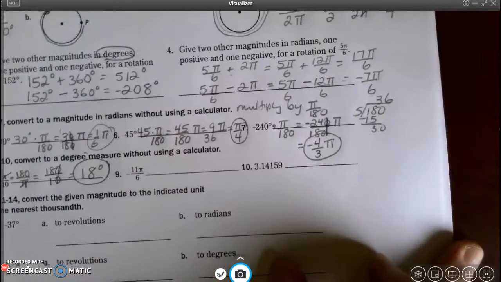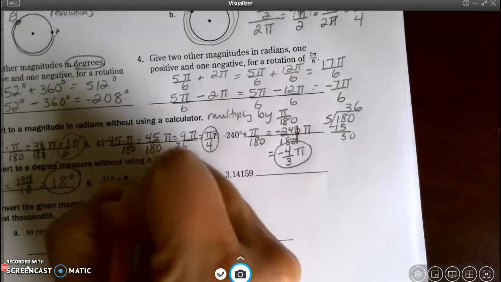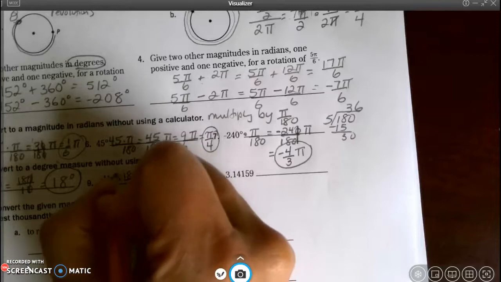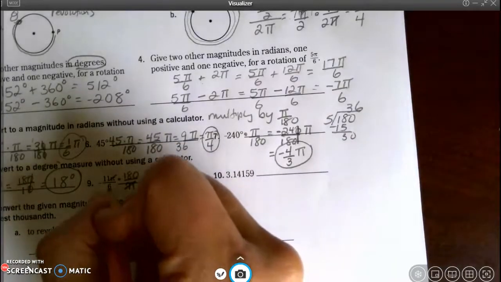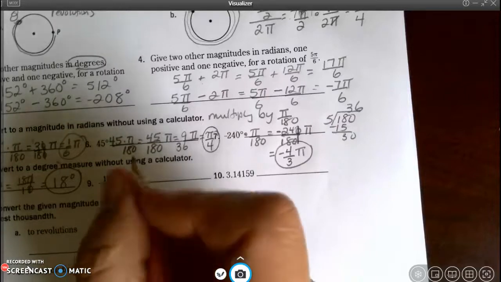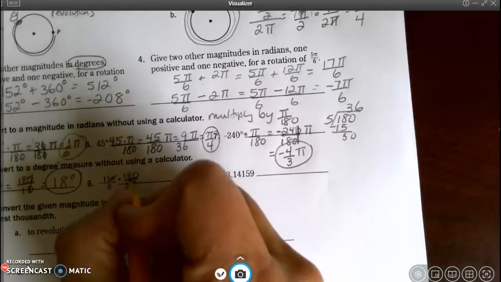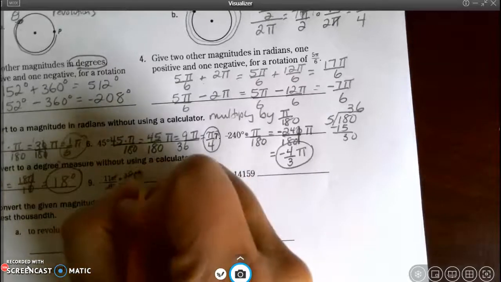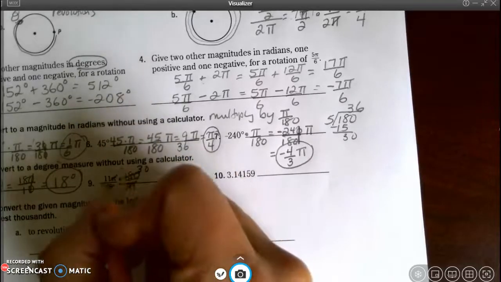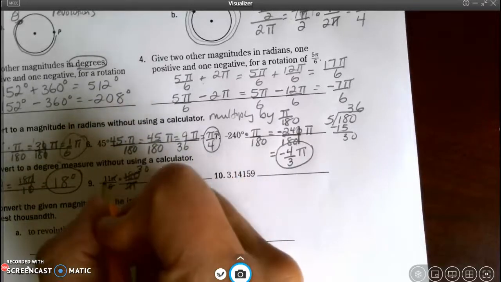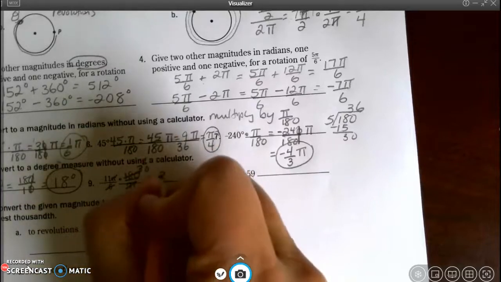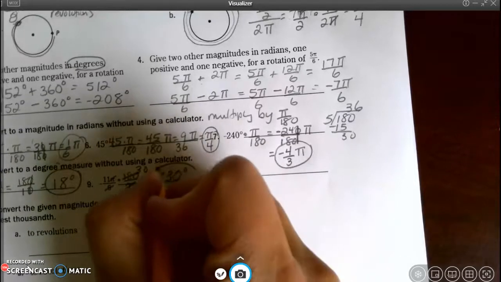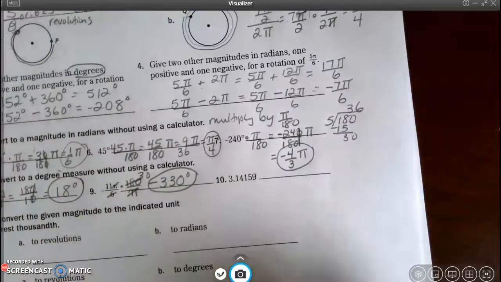Negative 11 pi over 6. So I'm going to multiply by 180 over pi. Again, the pi's cancel. Remember I said before, it's best if you divide before you multiply. 180 divided by 6 is 30. So I'm left with 30. And now I'm left with negative 11 times 30. Well, negative 11 times 3 is negative 33, and because it's times 30, I'm going to add a 0 to the end there, and I get negative 330 degrees.